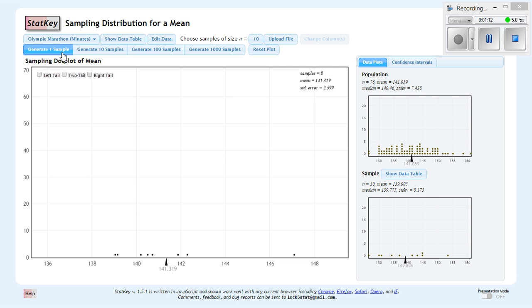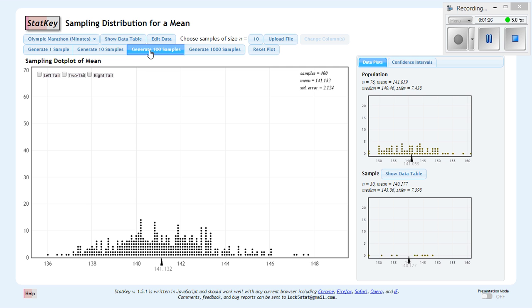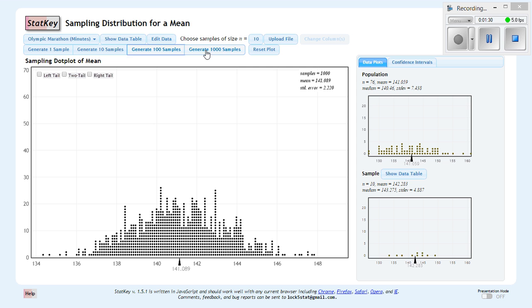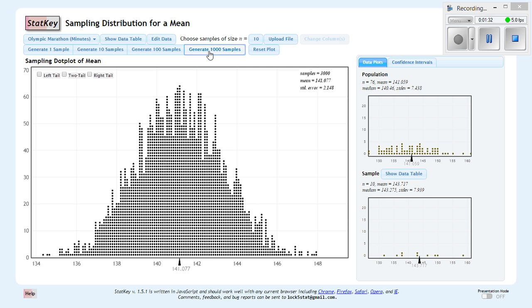Now, instead of just generating one at a time, I could generate more. I could generate 10 at a time. I could even generate 100 at a time. Or I could just start generating 1,000 at a time.